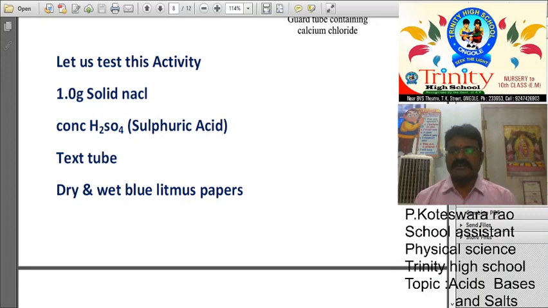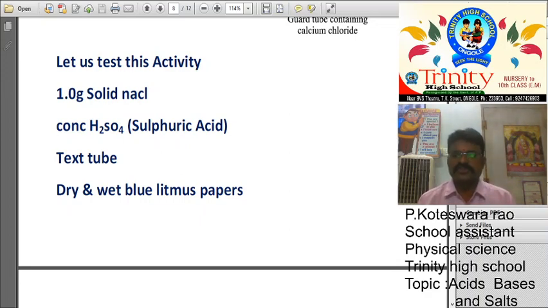Acids commonly contain H plus ions. Bases commonly contain OH minus ions. But here, in which condition is an acid an acid? Either dry condition or wet condition. Wet means aqueous state. In the aqueous state, does the acid act as an acid or not? That is our concept. In all conditions it does not act as acid; only in some special condition it acts as acid.